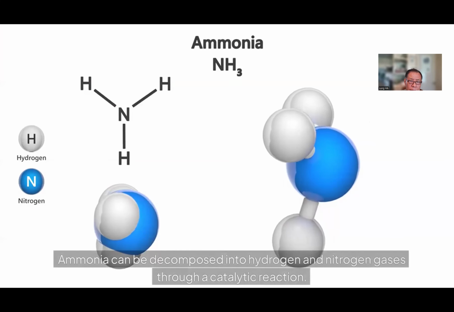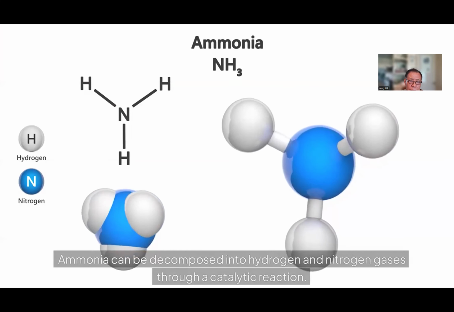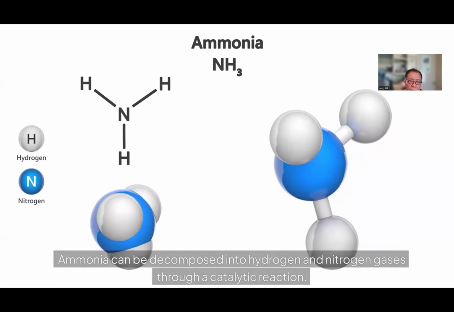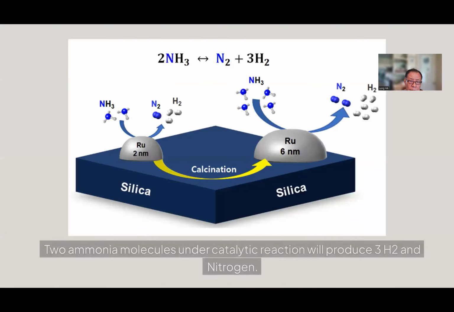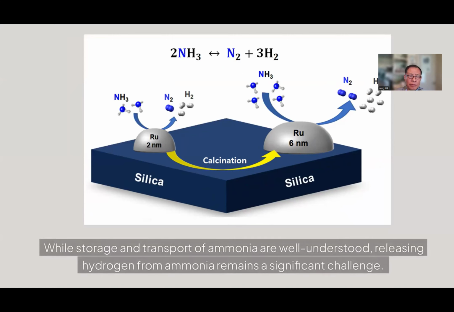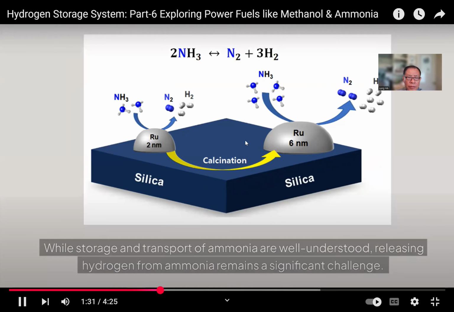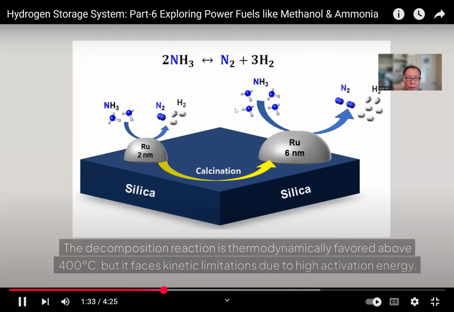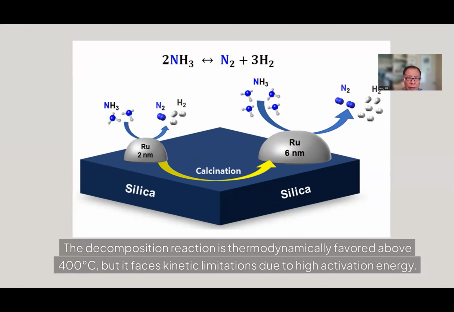Ammonia. Ammonia can be decomposed into hydrogen and nitrogen gases through a catalytic reaction. Two ammonia molecules under catalytic reaction will produce 3H2 and nitrogen. While storage and transport of ammonia are well understood, releasing hydrogen from ammonia remains a significant challenge. The decomposition reaction is thermodynamically favored above 400 degrees Celsius, but it faces kinetic limitations due to high activation energy.